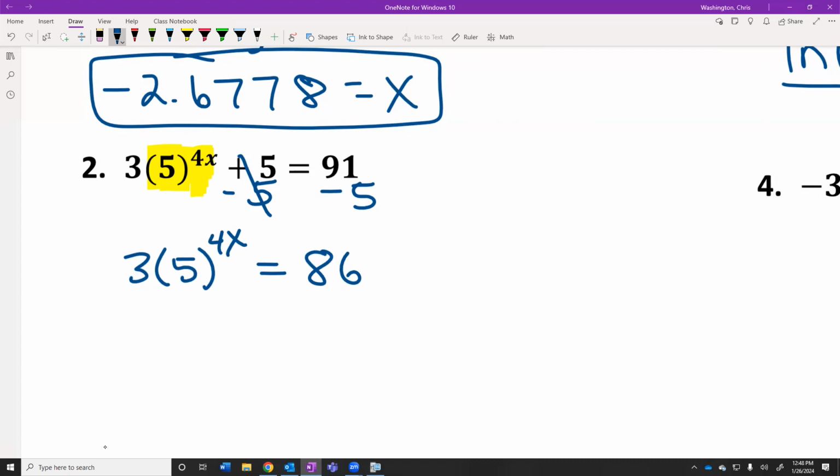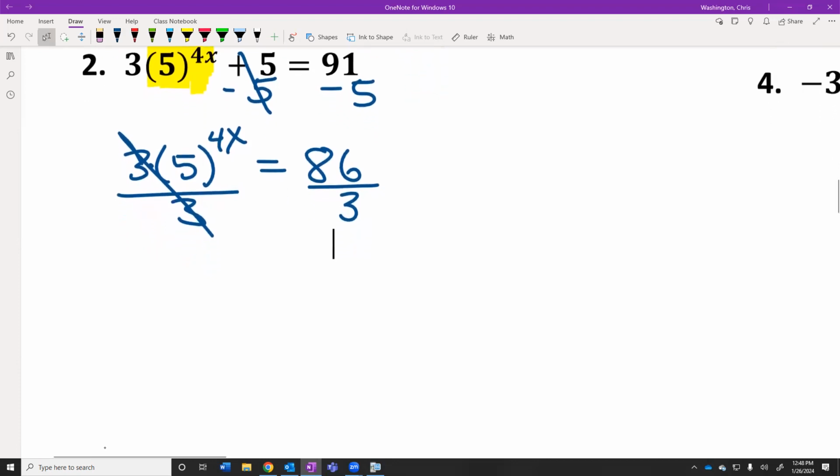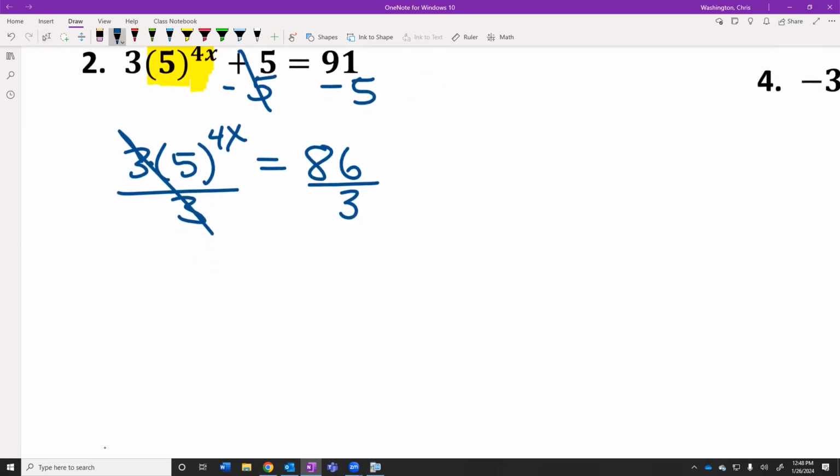And now the 3. Common mistake, they see the 3, and you're like, oh, maybe I need to subtract 3. And it's normally not this that they make mistakes with. It's if it were a negative 3. But we don't subtract 3 here. This 3 is being multiplied. So in order to undo multiplication, we have to divide. So we get 5 raised to the 4x, which is that exponential piece. The base and the exponent is now by itself.